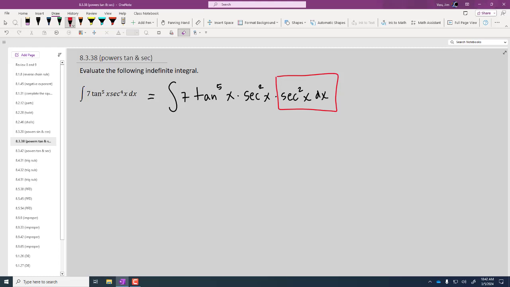So we've been calling these the leftovers. We need to convert these leftovers. These are the ones that were left behind. We want to convert them to tangents so that when we let u be tangent, we have a bunch of u's.